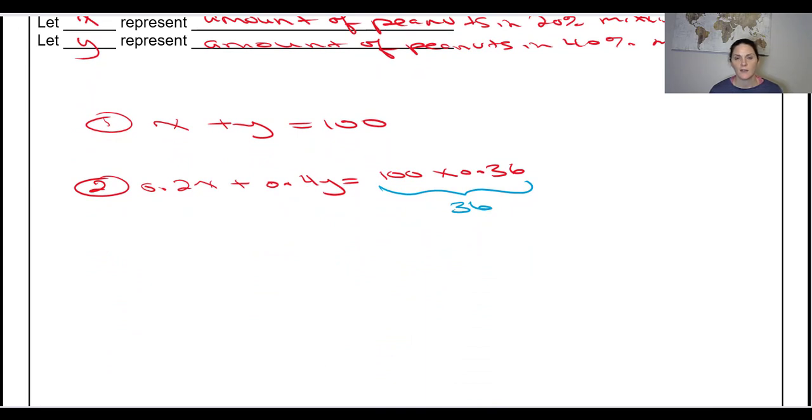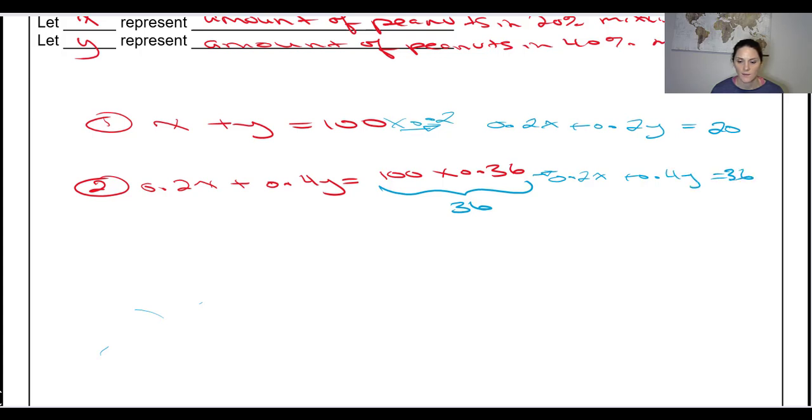Okay, we're going to go ahead and isolate either of our variables. It doesn't matter which one we start with. I'm going to multiply the first equation by 0.2. So 0.2x plus 0.2y equals 20. And then I'm just going to rewrite the other one. So 0.2x plus 0.4y equals 36.